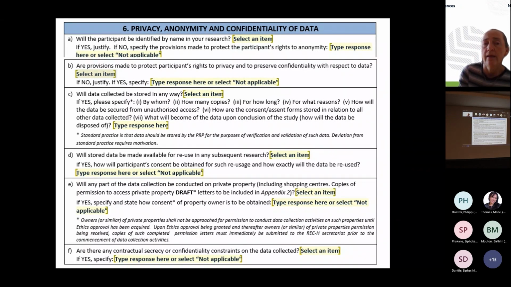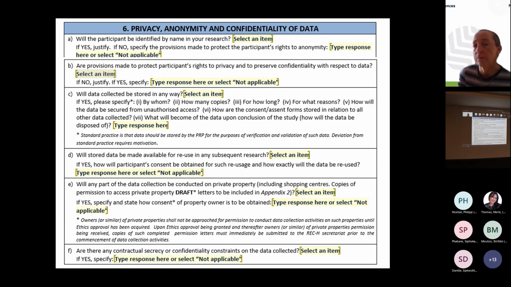Okay. E: Will any part of the data collection be conducted on private property, including shopping centers? Copies of permission to access and draft letters are to be included. I was a supervisor for a study that we conducted at the entrances of shopping centers. So we had to first get ethics approval to conduct the study.